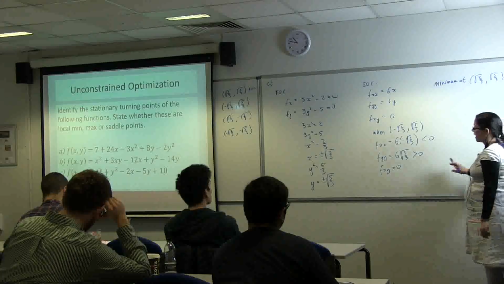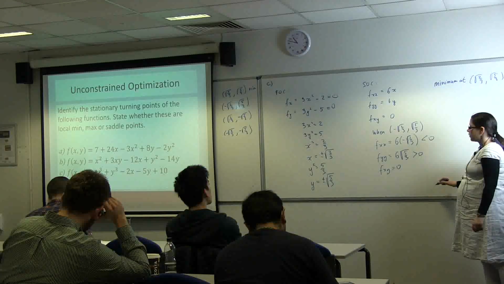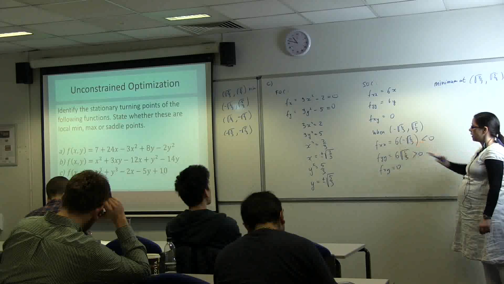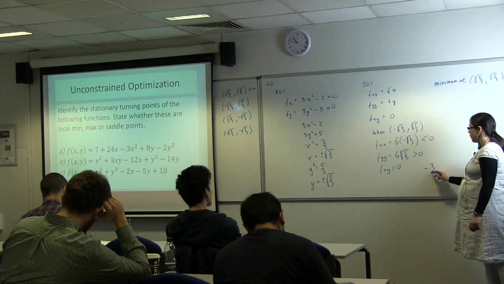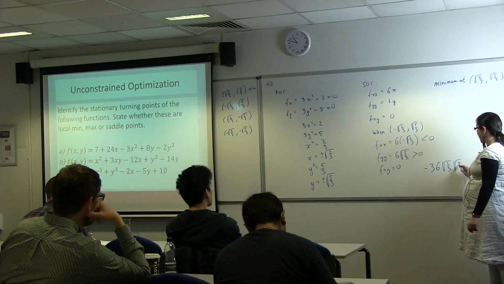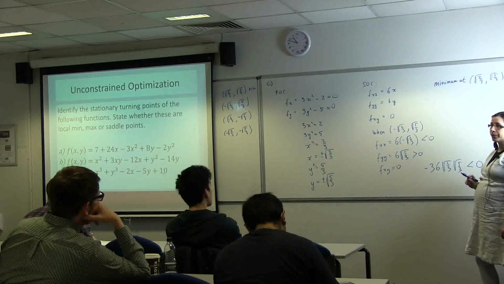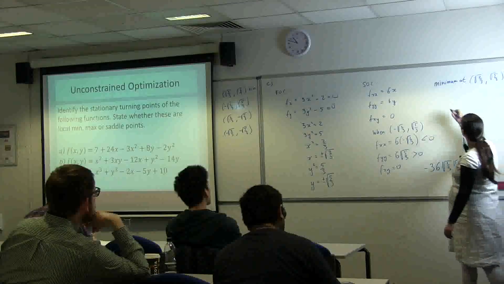So what can I say about the last condition? So 6 times 6 again gives me 36, but one is negative, the other is positive, so I'm going to end up with negative 36 times root 2/3 root 5/3, which is definitely smaller than 0. So I found the saddle point here.